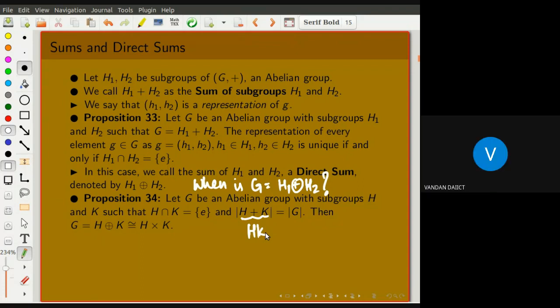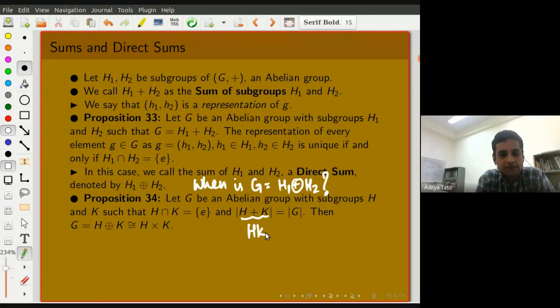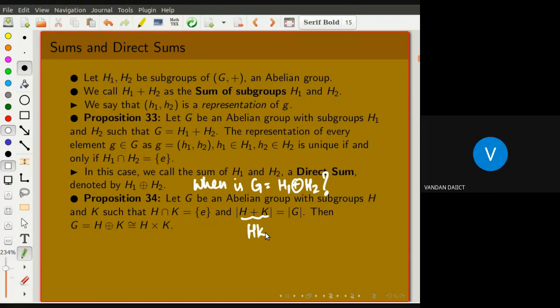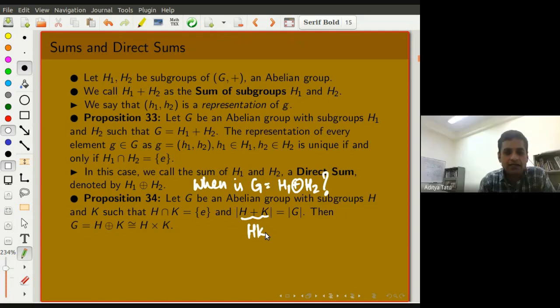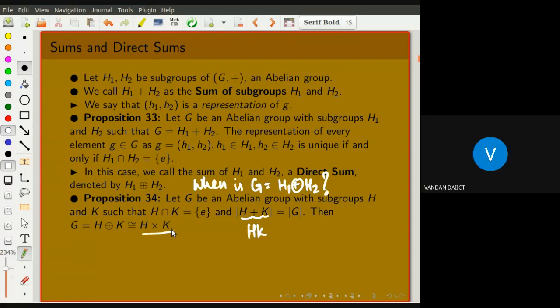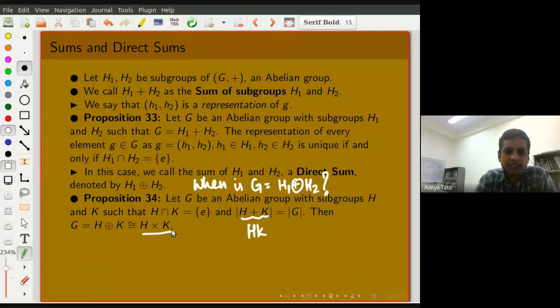Sir, the last statement, G is isomorphic to the Cartesian product of H and K, not direct sum? Yes. So G is equal to H direct sum K, and this is isomorphic to H cross K. H cross K, of course, is not a subgroup of G. Okay, got it.